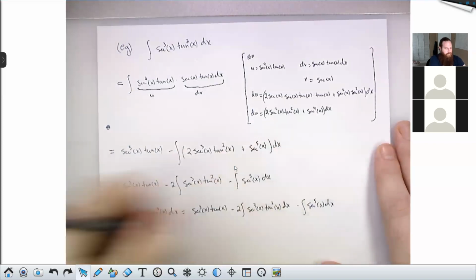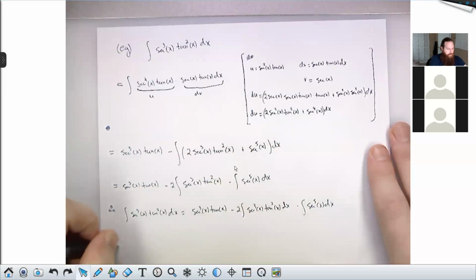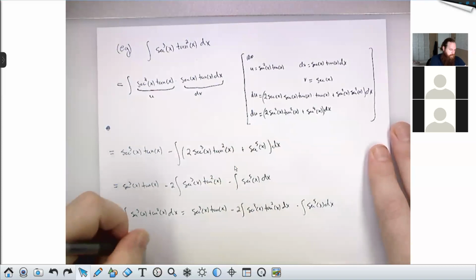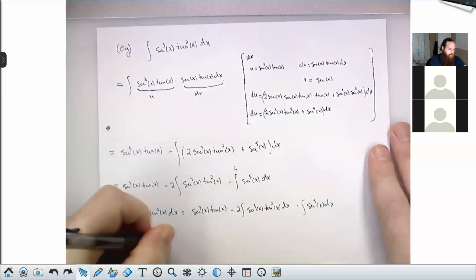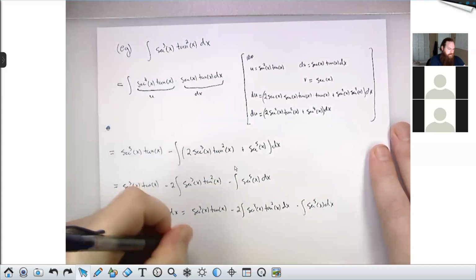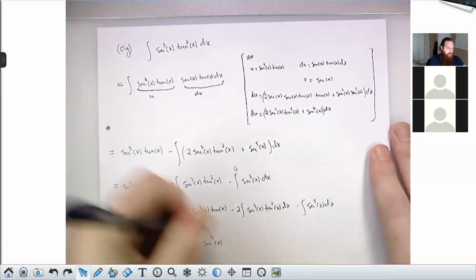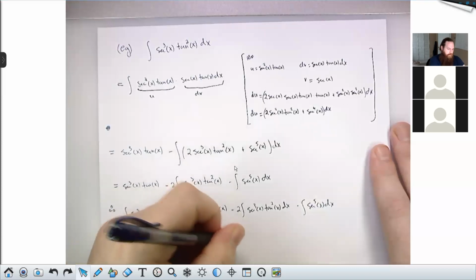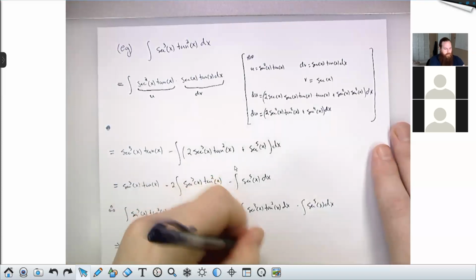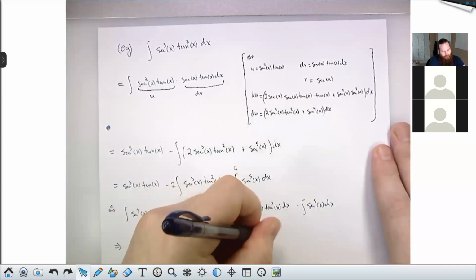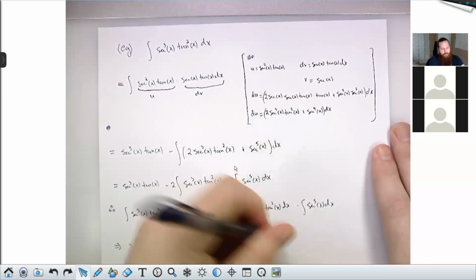And now I can add this over. So I'll get 3 copies of the integral of secant cubed x tangent squared x dx equals secant cubed x tangent x minus the integral of secant to the fifth of x dx.